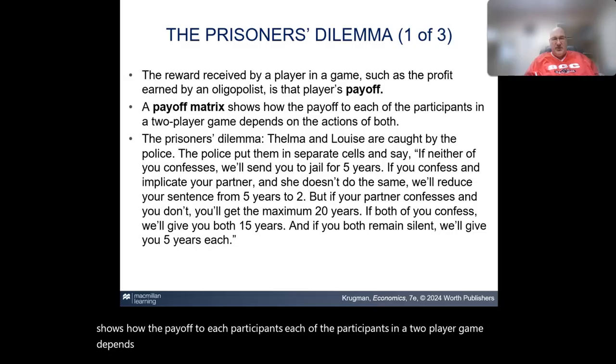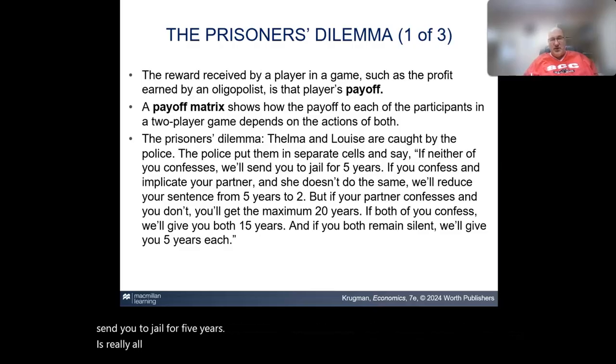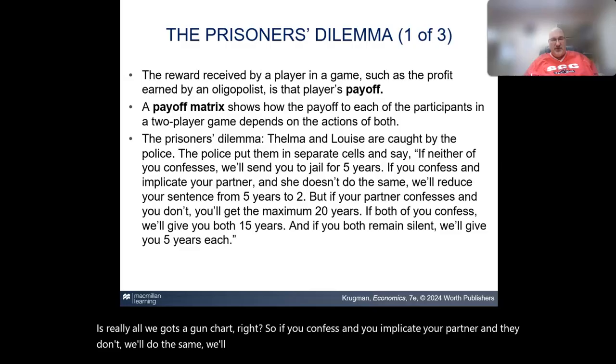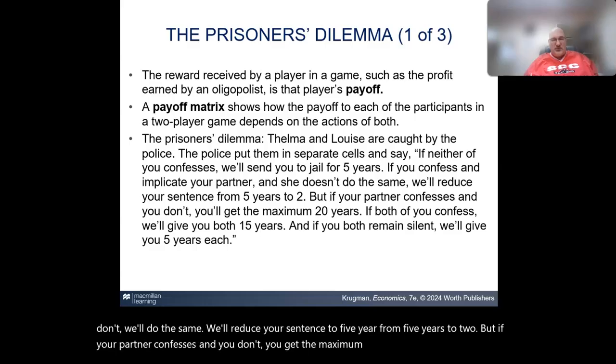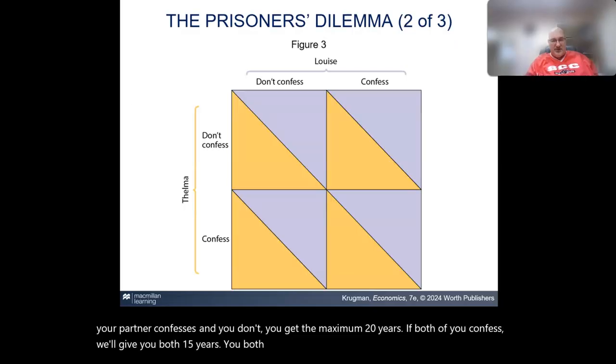So what we've got is like Thelma and Louise are caught by the cops. The police put them in two separate cells, and say, if neither one of you confesses, we'll send you to jail for 5 years, because really all we've got is a gunshot, right? If you confess and implicate your partner and they don't, we'll reduce your sentence from 5 years to 2. But if your partner confesses and you don't, you get the maximum 20 years. If both of you confess, we'll give you both 15 years. If you both remain silent, we'll give each of you 5 years.